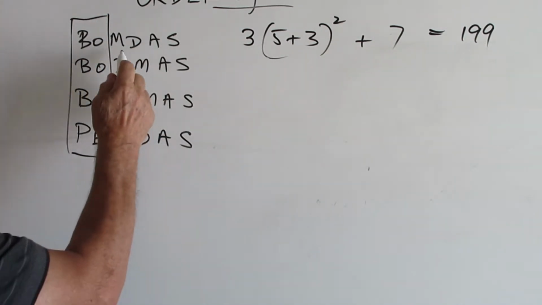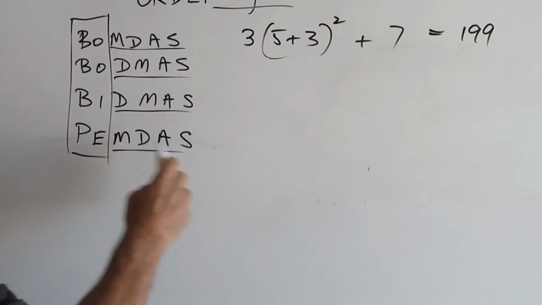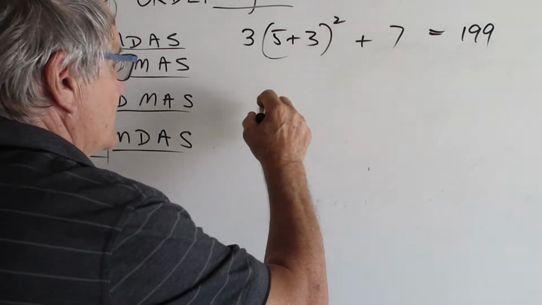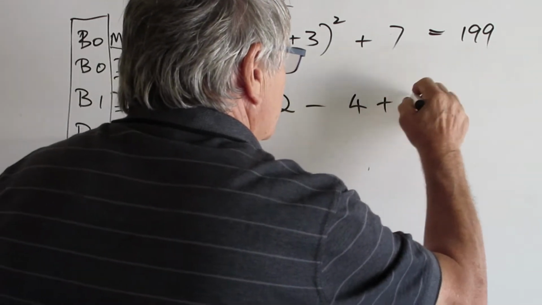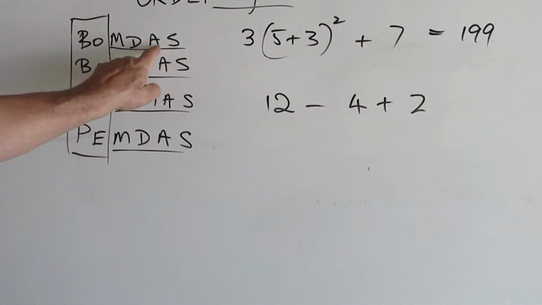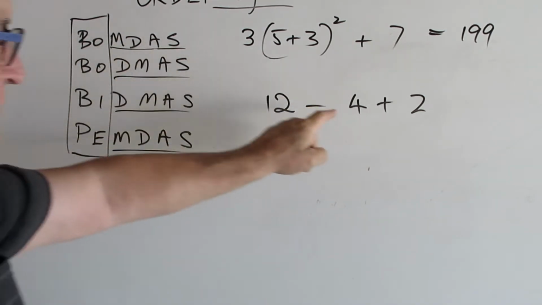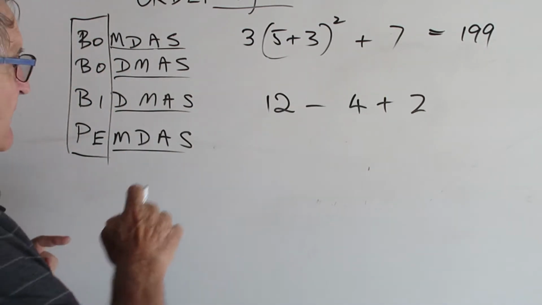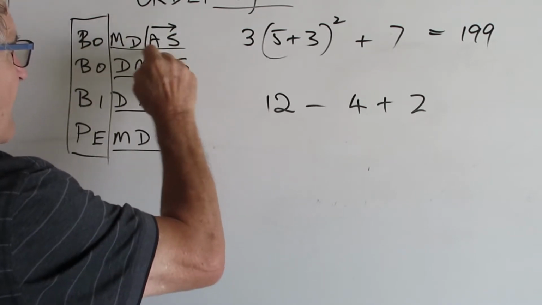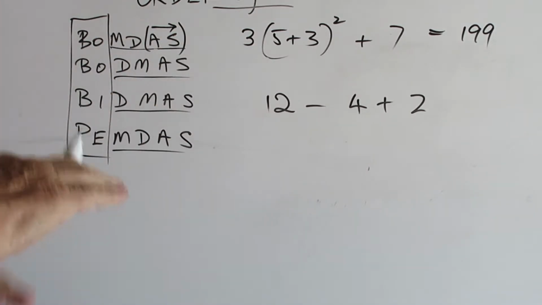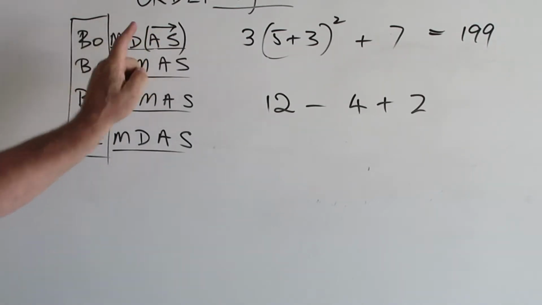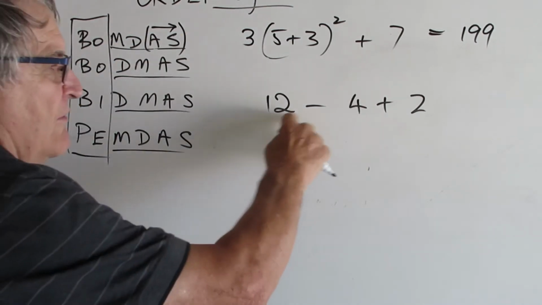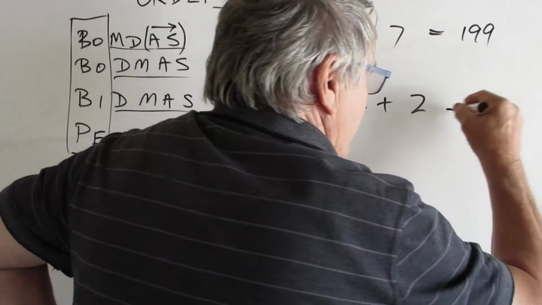The issue comes about here with the MD and the AS. If you simply learn BOMDAS, the acronym, and you have something like 12 minus 4 plus 2, this tells us that addition comes before subtraction. And so you'd have 4 plus 2 is 6, 12 minus 6 is 6, and you'd be wrong. The fact is that addition and subtraction are equal in status. And if you have an expression that only has addition and subtraction, you have to work from left to right. So 12 minus 4 is 8, 8 plus 2 is 10. Correct answer.